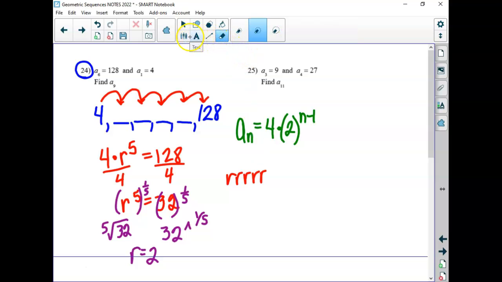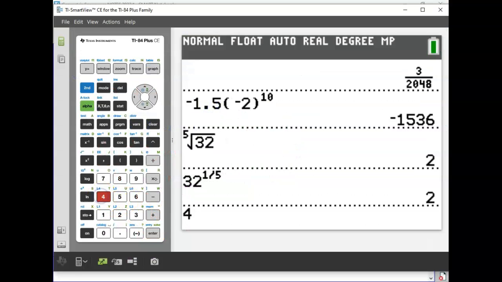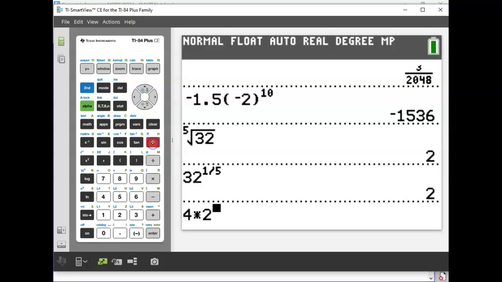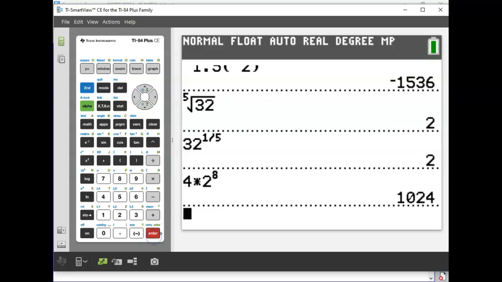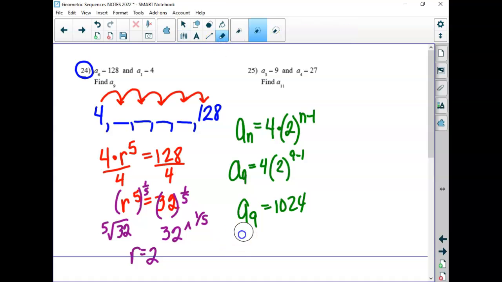Put in a 9. Can you on your calculator type a sub 9 would be 4 times 2 to the 9 minus 1, or 8th? I got 1024. Anybody? A sub 9, that's supposed to be an A, equals 1024. Sorry, I didn't write that very nicely.